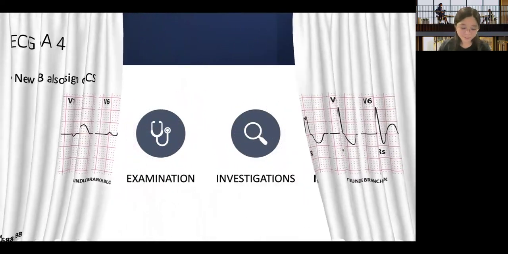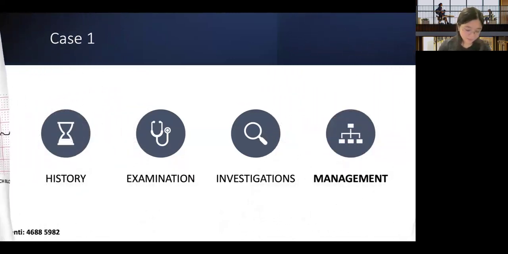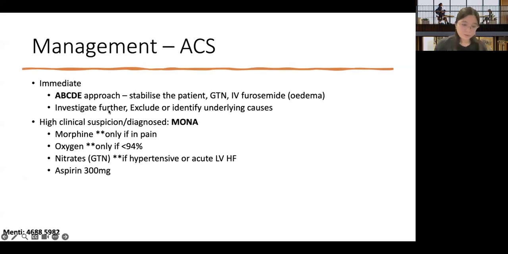All right, so finally, management. I'm just going to be talking through everything. So if you have any questions, just put them in the Menti or in the chat. Management, it's quite an acute situation, so you would want to do the ABCDE approach. That's airway, breathing, circulation, disability, and exposure. It's important to quickly stabilize the patient.